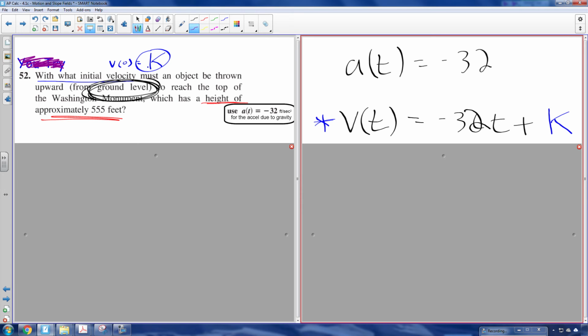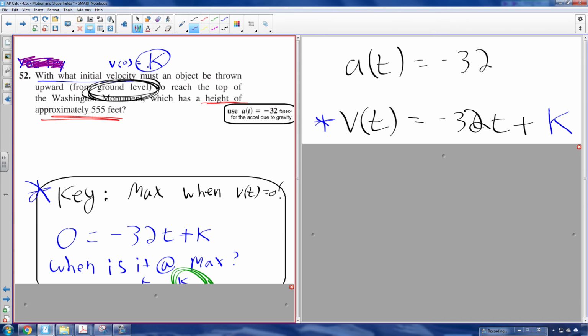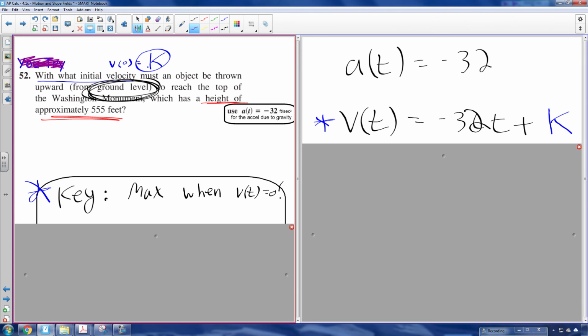Now at that point, I need to do something special. I put a star there for this reason. I need to go down here, and this is the key to the whole problem. If you don't have this right here, you're going to be in some trouble. You're going to be at a maximum when the velocity is 0. When an object goes up and then stops and then comes back down, its velocity is 0 at the very top of that arc. So really, I'm setting this velocity to 0 and finding t.